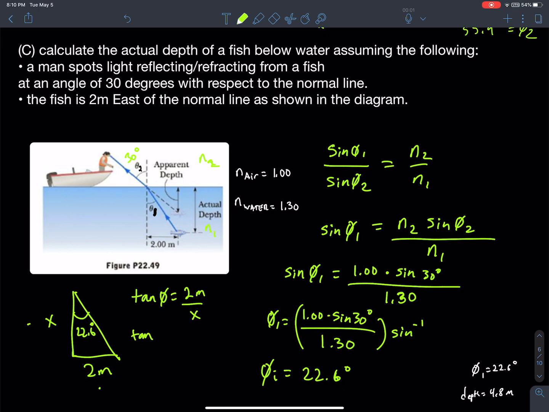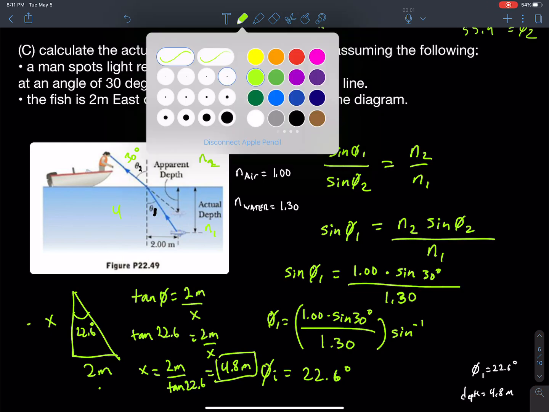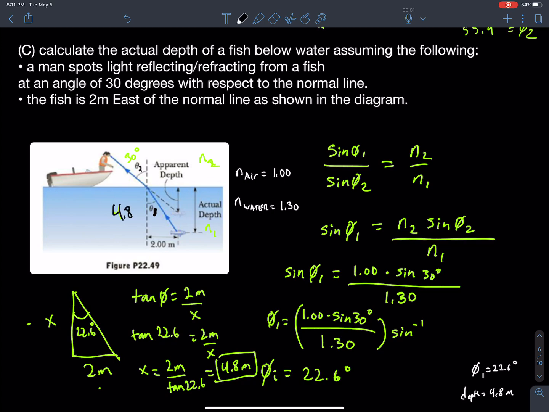So tan of 22.6 degrees is equal to 2 meters over x. So x is going to be equal to 2 meters divided by tan of 22.6, which is equal to 4.8 meters. So my actual depth is 4.8 meters.